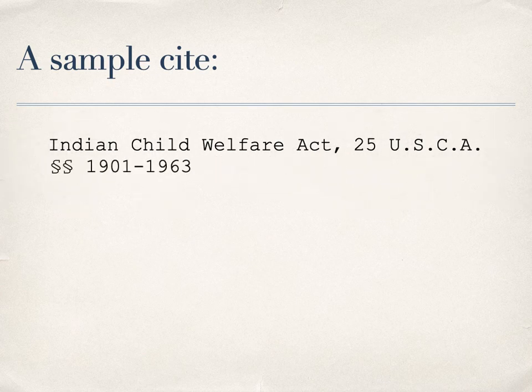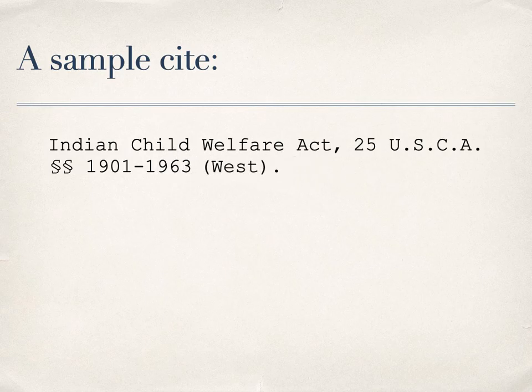The next piece of my cite is the section component. Here I'm citing to the entire Indian Child Welfare Act, which takes up many sections. Because I'm citing to multiple sections, I will use the plural form of section, which is a double section symbol. After my double section symbols, I'm going to put in my space, and I'm going to put in the span of sections that I'm referencing.